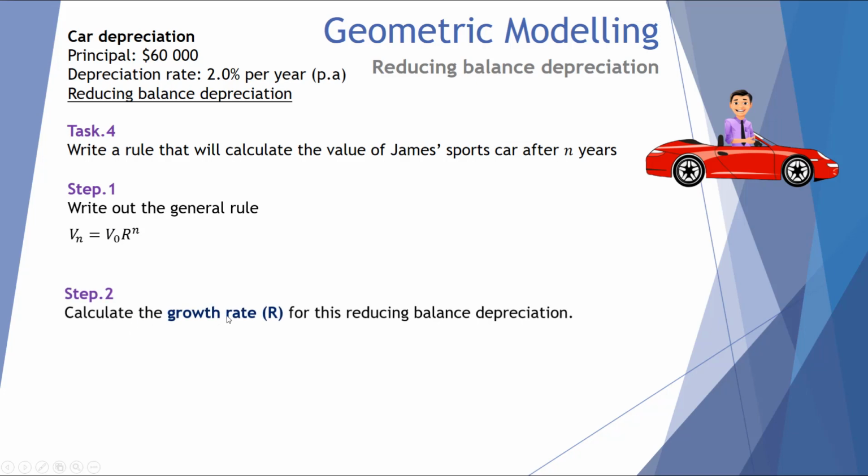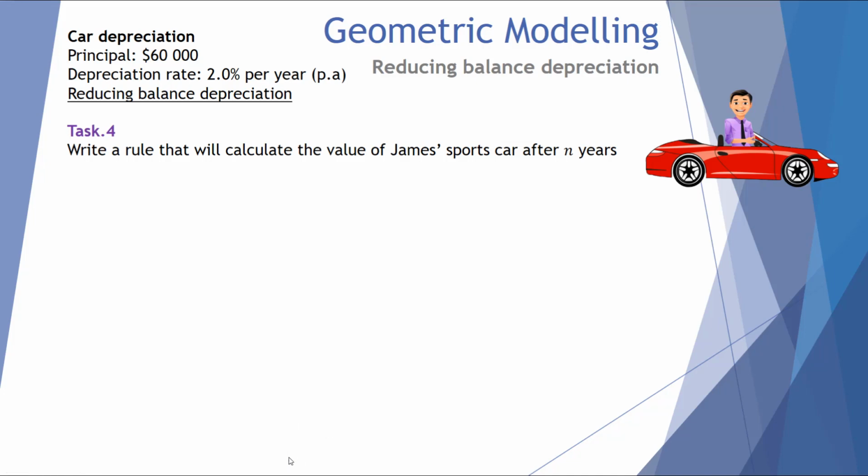Step 2, we've already calculated the growth rate previously, but we'll do it again. R, the reducing balance depreciation rate, is 2% per annum, and the growth rate will equal 1 take away R over 100. That's 1 take away 2 over 100, which gives me a growth rate of 0.98. So, write a rule that will calculate the value of James's sports car after n years.